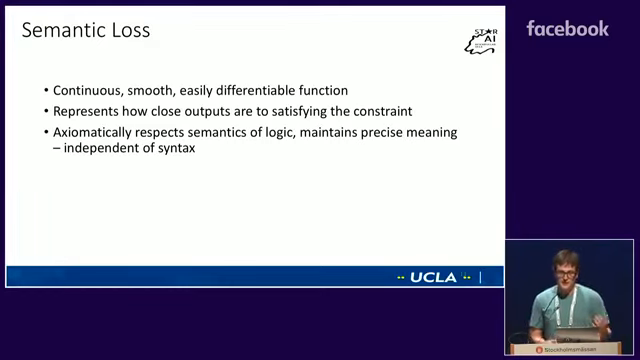So semantic loss is a smooth, continuous, and easily differentiable function. So it'll fit into your deep learning framework. But it represents how close your outputs are to satisfying the constraint. And moreover, it axiomatically, by construction, respects the semantics of logic, and it maintains the precise meaning. This is not a syntactic approximation. It doesn't matter how you write out your logic. As long as it has the same meaning, as long as it has the same truth table, the function is going to be exactly the same.